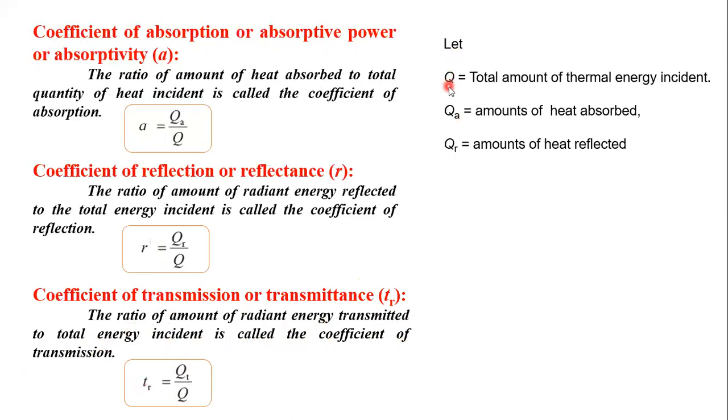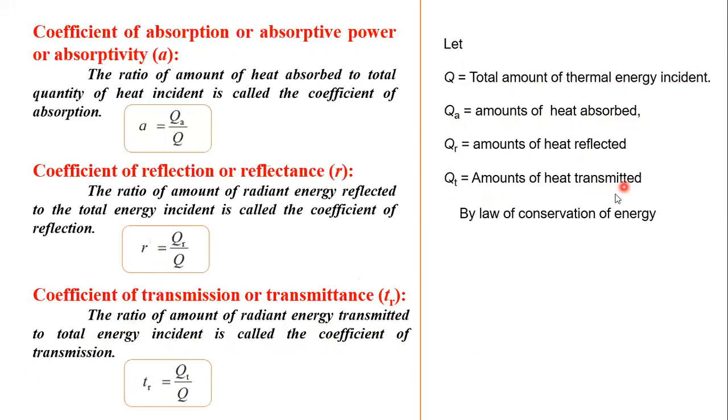Now let us consider here Q is the total energy incident, QA heat absorbed, QR heat reflected, QT heat transmitted. Then by the law of conservation of energy, total heat incident is equal to QA plus QR plus QT. Some heat may be absorbed, may be reflected, may be transmitted, or either one, maybe all absorbed, maybe all reflected, maybe all transmitted. But if we add the heat absorbed, heat reflected plus heat transmitted, then we get the total heat. Dividing both sides by Q.